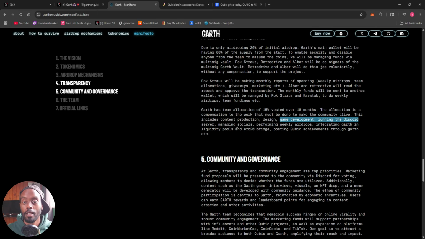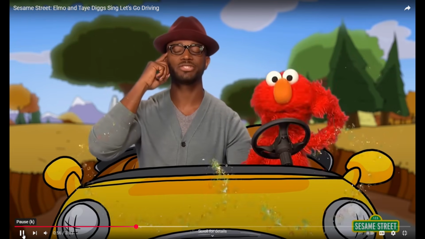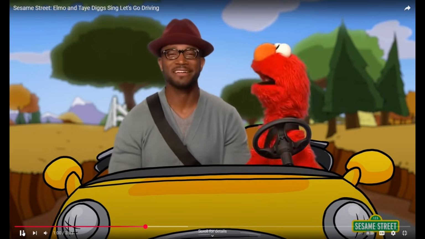Liquidity pools and ERC20 bridge. If this thing hits ETH, whoa. Imagine. Okay, that's what I'm talking about.